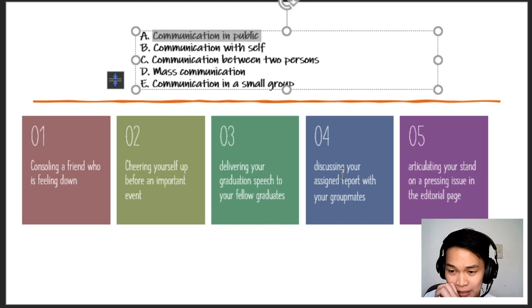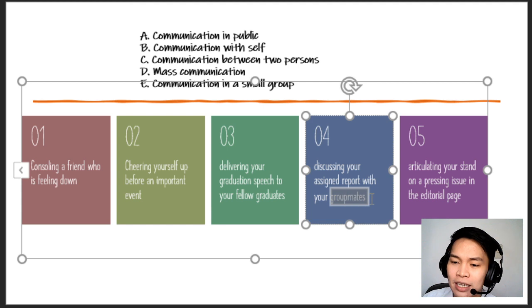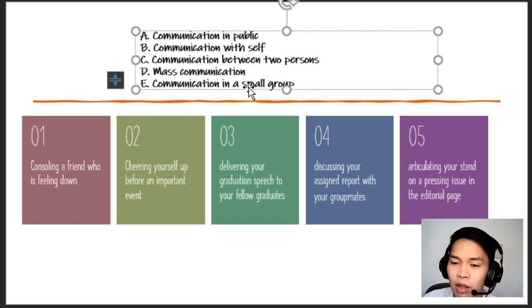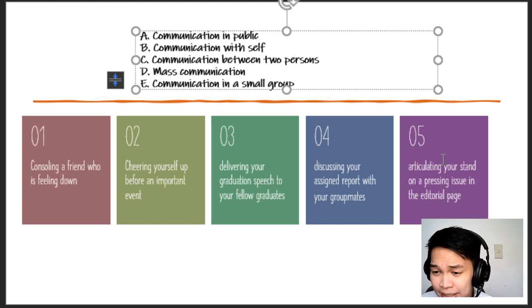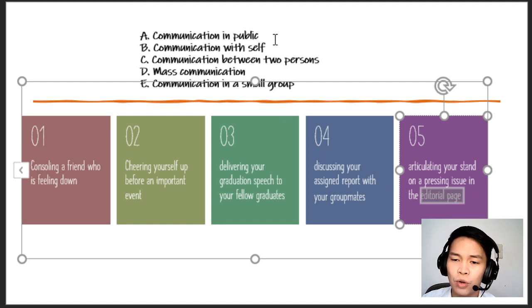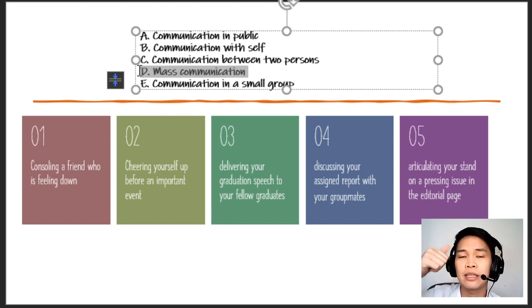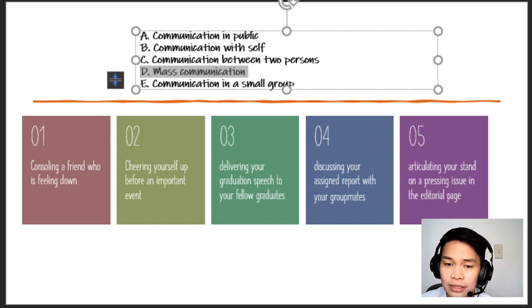Let's proceed to number 4, discussing your assigned report with your group mates. When we say group mates, again, we also have there the word group. So that is communication in small group. And of course, the last one, number 5, articulating your stand on a pressing issue in the editorial page. When we say editorial page, that has something to do with newspaper, and newspaper is part of mass communication. Newspaper is part of the tri-media: print, radio, and television. It's under the print, of course.